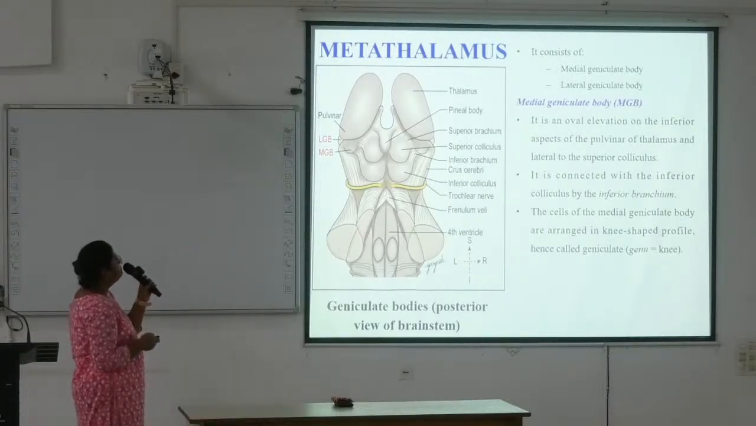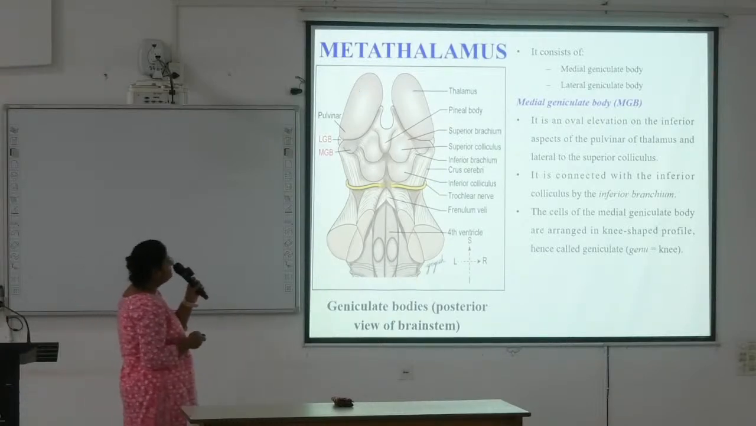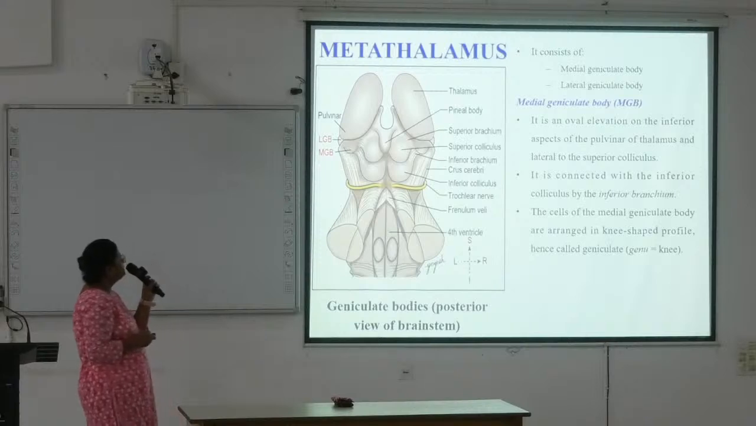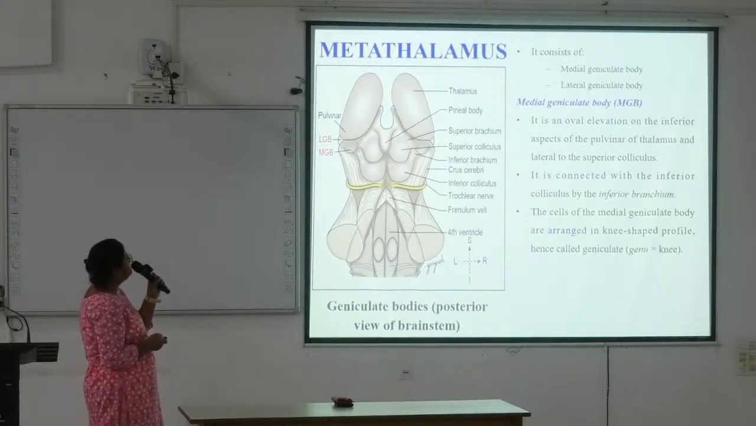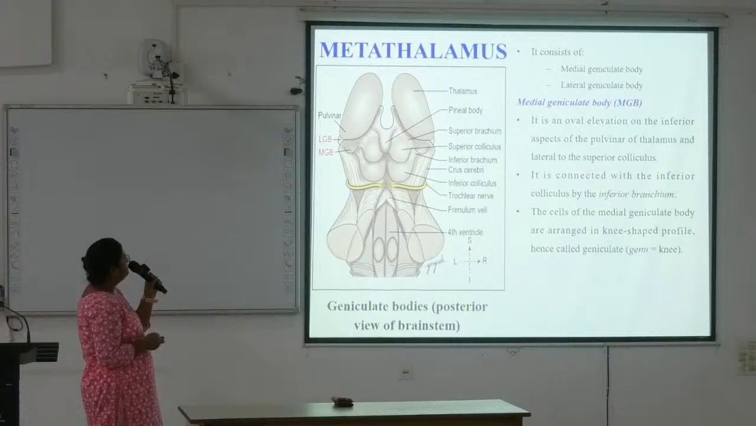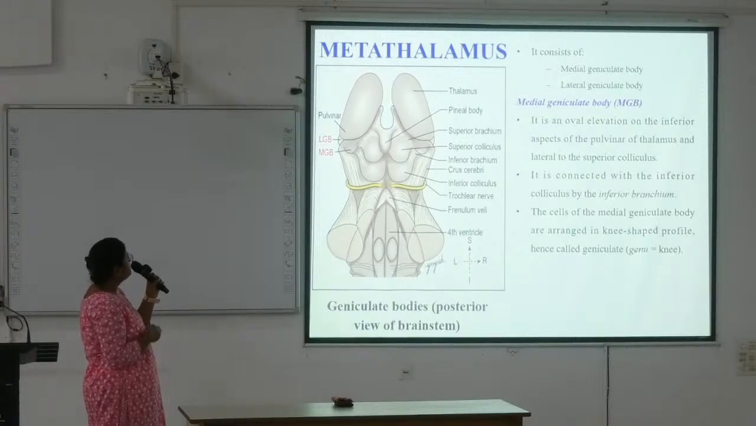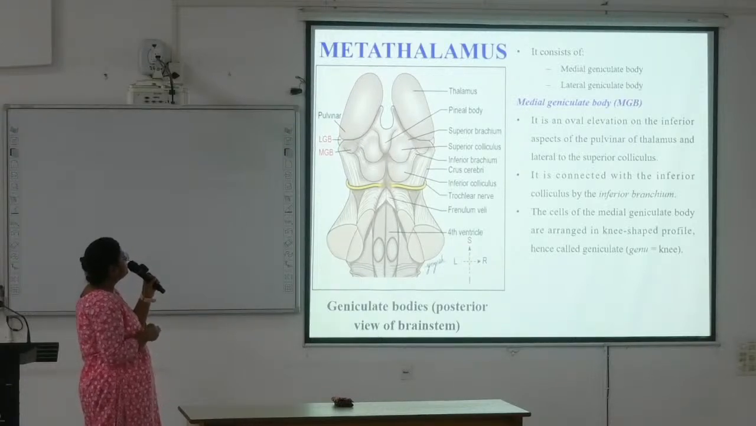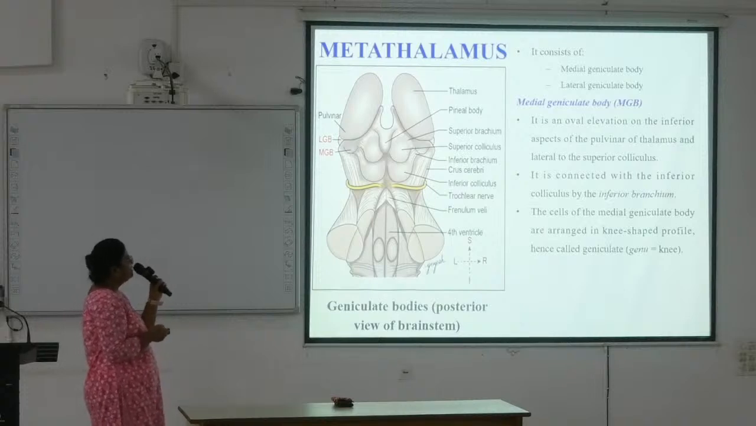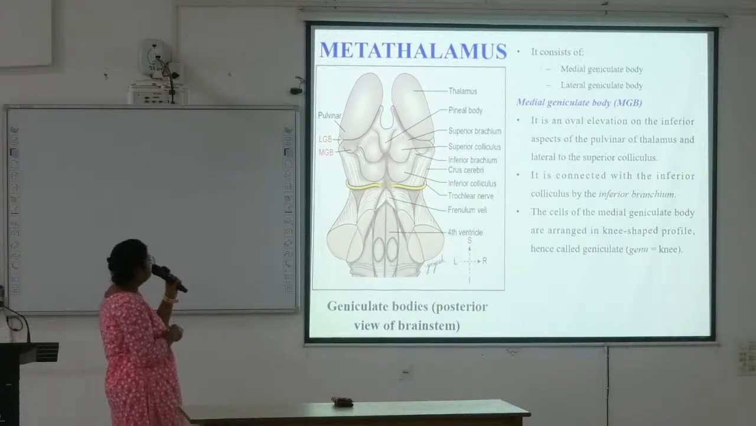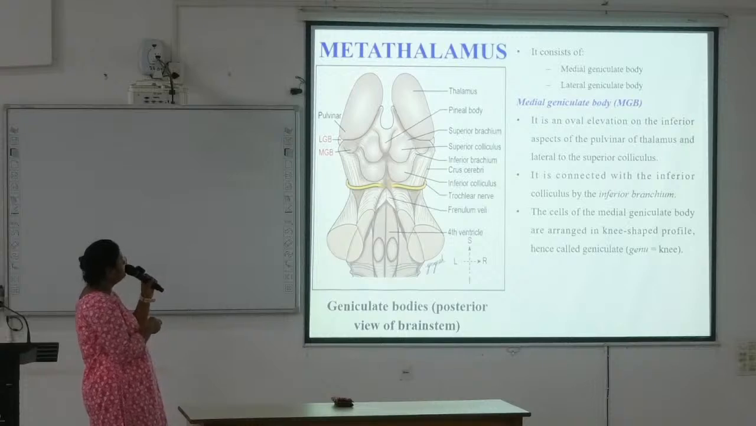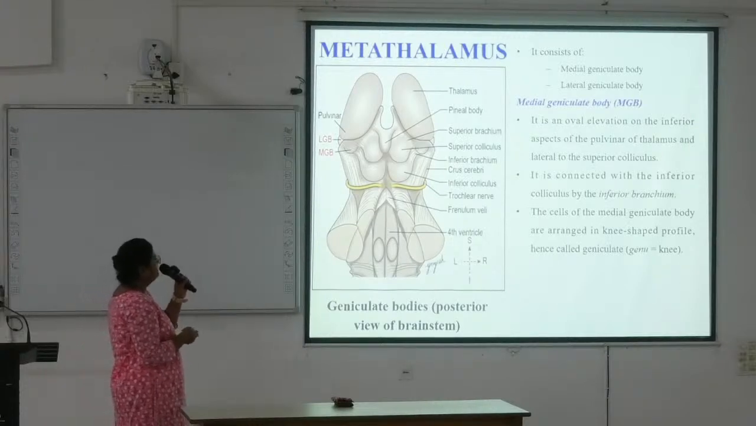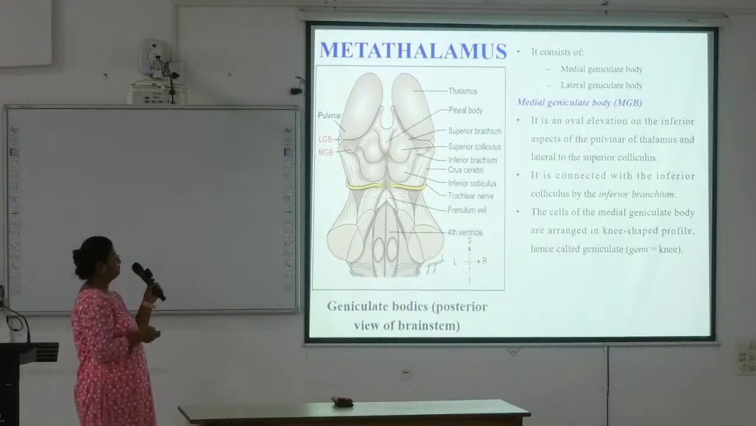Metathalamus consists of medial geniculate body and lateral geniculate body. Medial geniculate body is an oval elevation on the inferior aspect of the pulvinar of thalamus and lateral to the superior colliculus. Here is the medial geniculate body. See, these are superior colliculus, inferior colliculus. Here is the pulvinar end of the thalamus. So medial geniculate body is an elevation on the inferior aspect of the pulvinar. You can see the location, inferior aspect of pulvinar of thalamus and lateral to the superior colliculus.